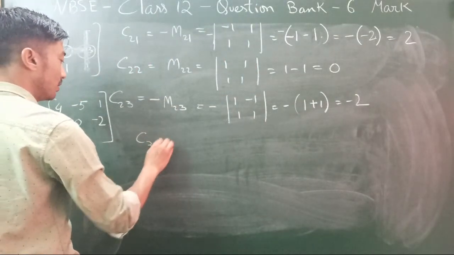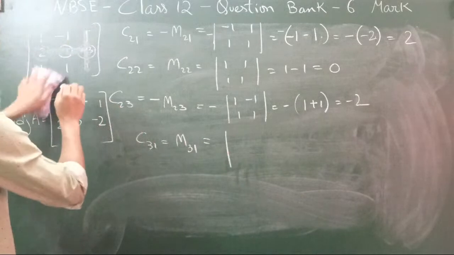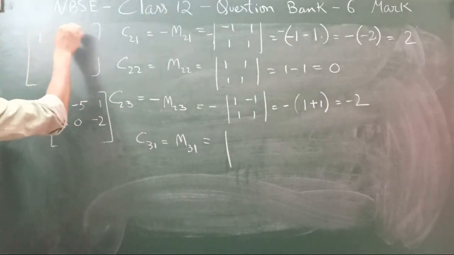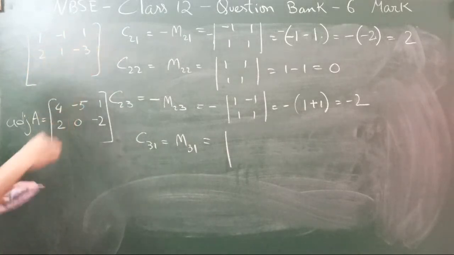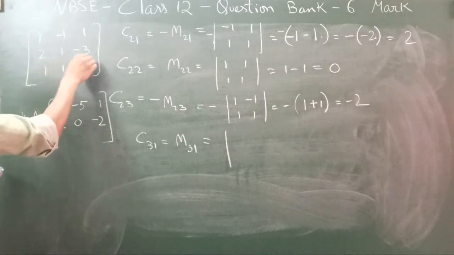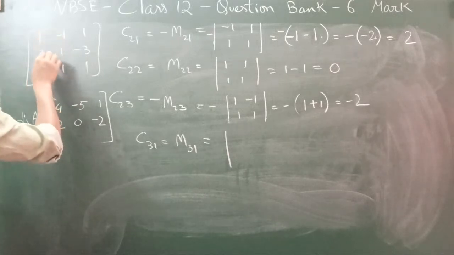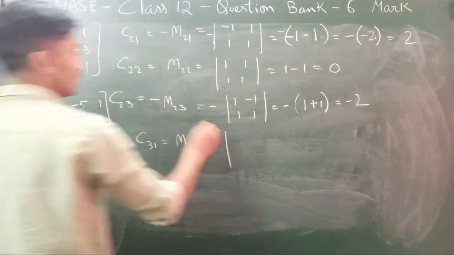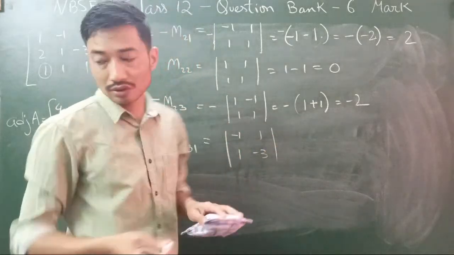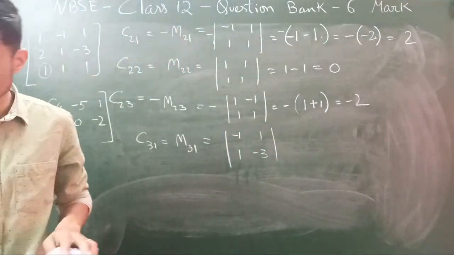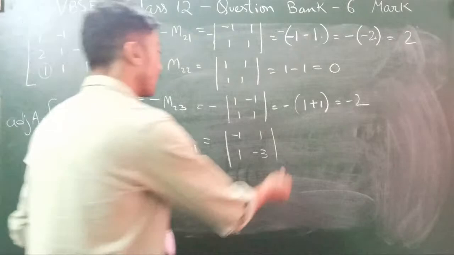Next, C31. So 3 plus 1 is 4, so that's going to be M31. Again I will write 1, minus 1, 1; 2, 1, minus 3. I think I'll just remember this matrix now forever. So M31: ignore this row and this column. Minus 1, 1, 1, minus 3. That's 3 minus 1, so that's 2.